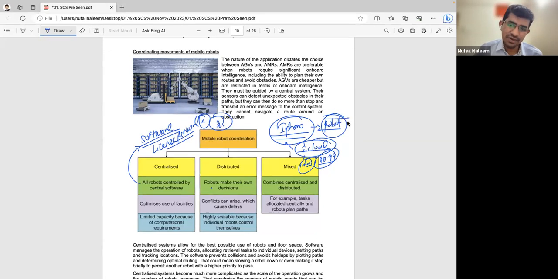So what happens is this robot will be an exterior. Do you see this robot is an exterior here? But within the robot, there will be centralized software, there will be distributed software, and there will be a mixed one. Are you understanding what I'm saying, Doctor?